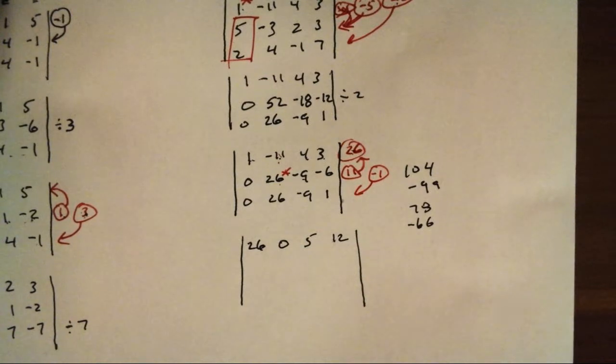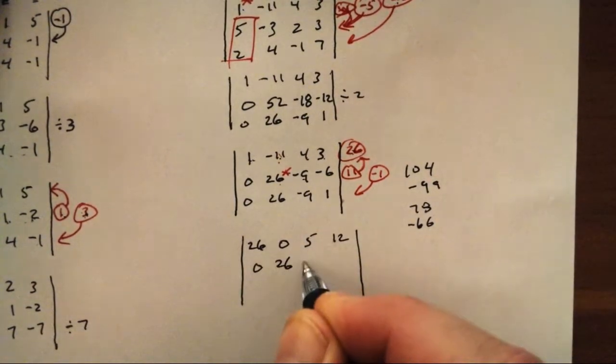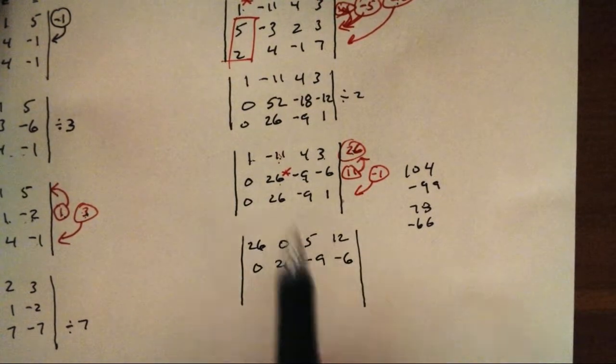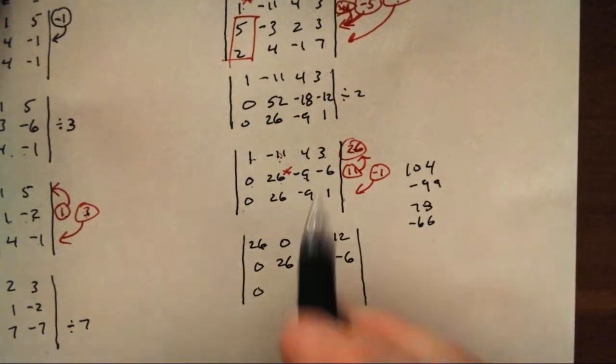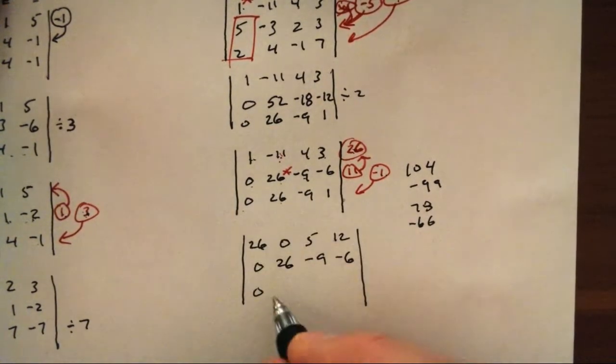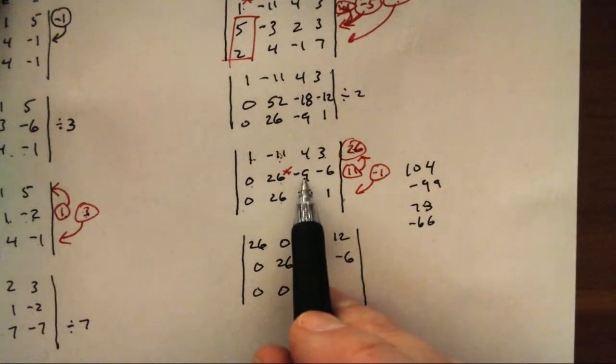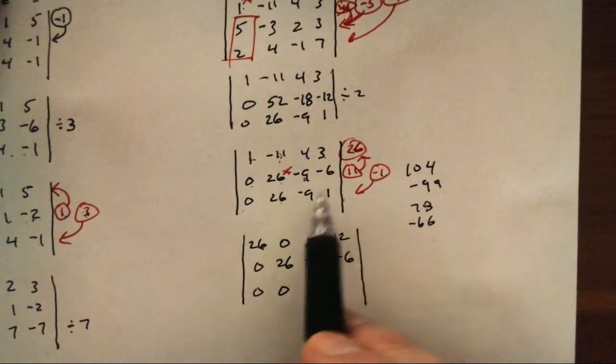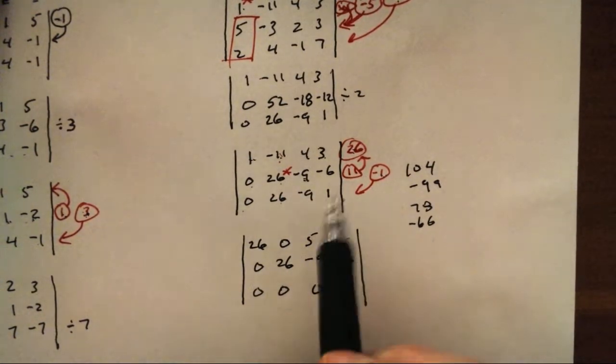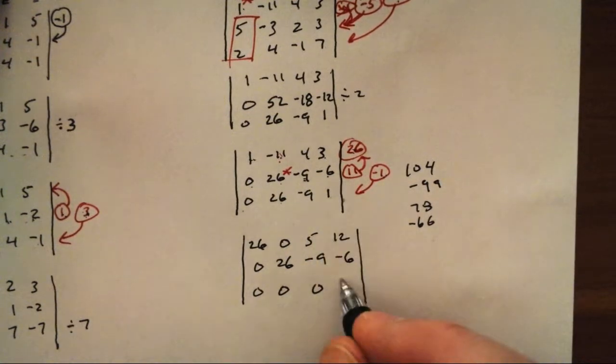And here's where we're going to get a special case. But first, 0, 26, negative 9, negative 6. 0 and 0. Negative 26 and 26. That's why we're doing it. Positive 9 and negative 9. Bonus 0. 6 and 1, 7.